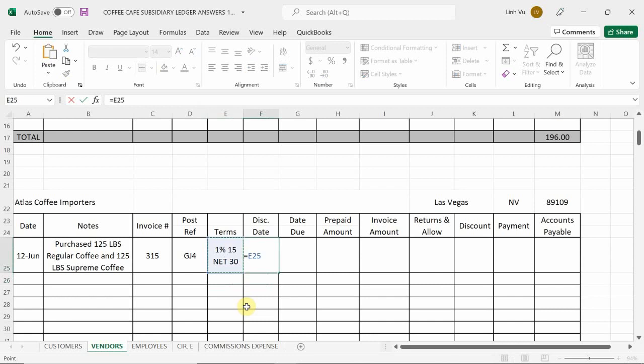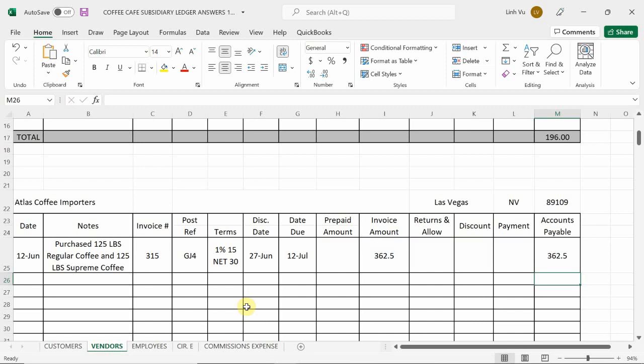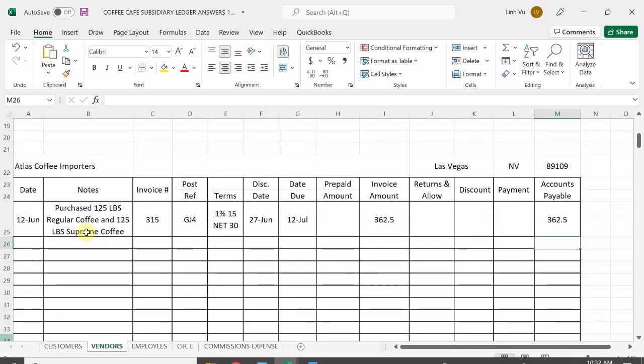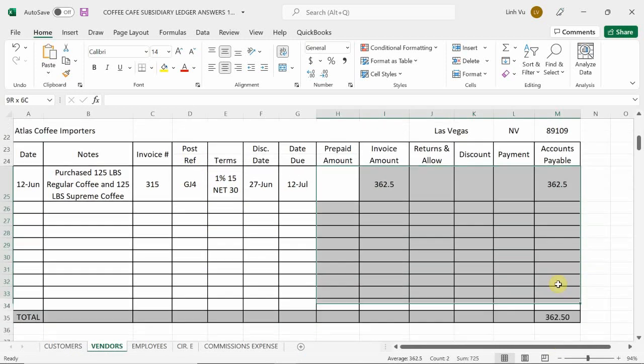So therefore, what's the discount due date going to be? The 27th. And then the actual due date is going to be the 12th of July. So in this case, we only have an invoice amount because we didn't make a prepayment on this one. So $362.50 is what I owe because I did not make any prepayments, did not return anything, did not get a discount, nor did I pay anything. So $362.50 is what I owe to Atlas Coffee.